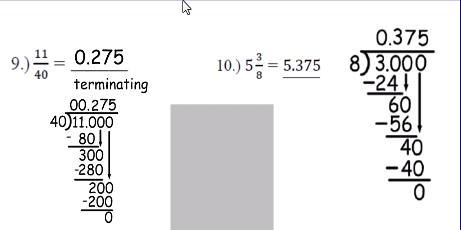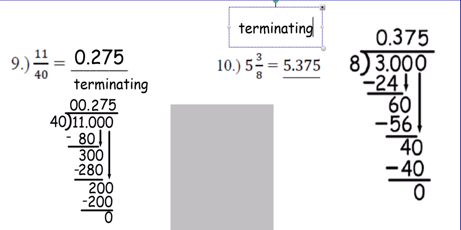Number 10 happens to be a terminating decimal. This one is going to be a mixed number the way we wrote it. 5 3/8. If you have 3/8 memorized, that is on that cheat sheet that you have. It's 0.375. If you don't, you might have to do that long division.